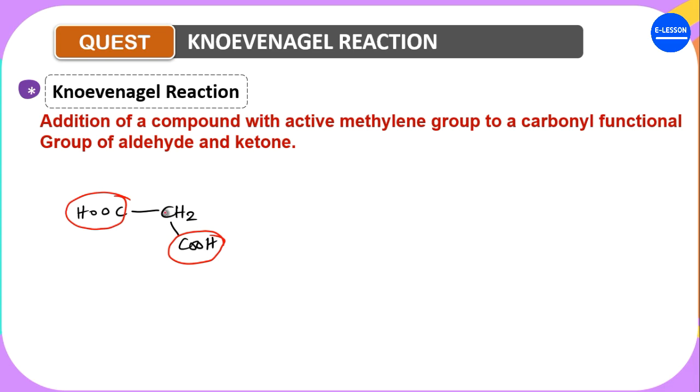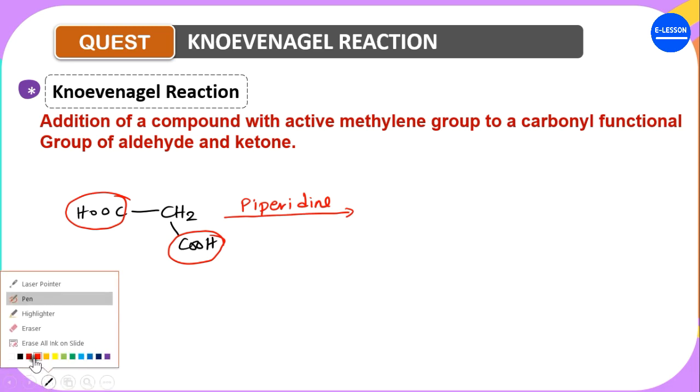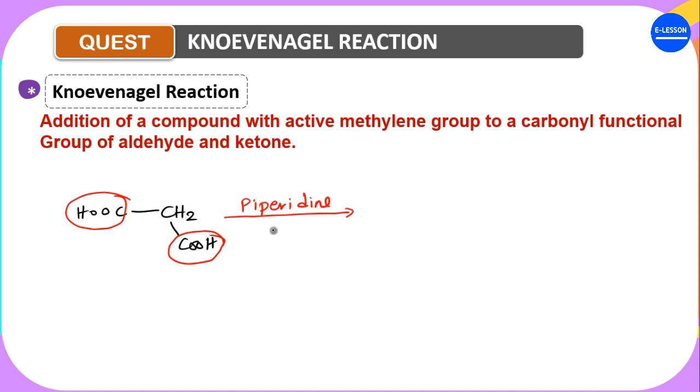Now, the active methylene group can be converted to a nucleophile by reacting it with a weak base, such as an amine. The weak base we are going to use in this case is pyridine. So when you react the active methylene group with a weak base such as pyridine, it forms a nucleophile which can attack a carbonyl group. Now, what is the structure of pyridine?